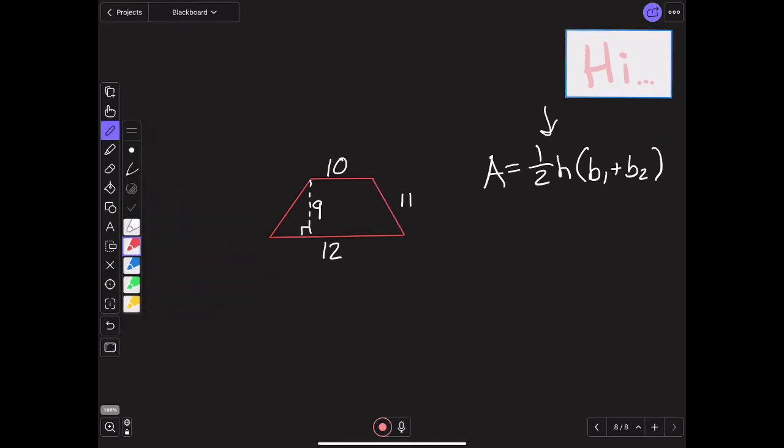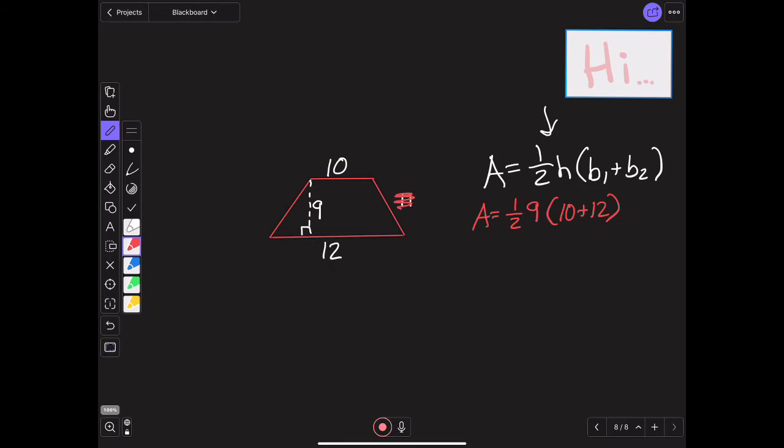Okay, so I'm going to go ahead and plug in my numbers with my formula. I have the height, which is always perpendicular to the base, so this would be 9. And then base 1 and base 2 are always parallel, so that would be 10 and 12. We do not need the number 11, so I'm just going to ignore it. I don't need that one.